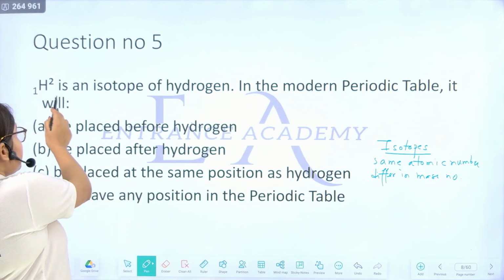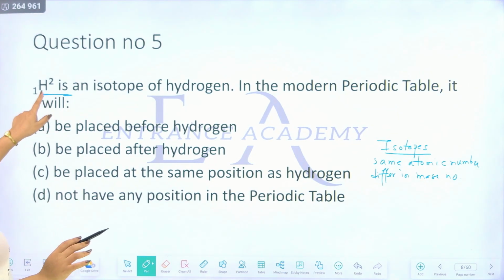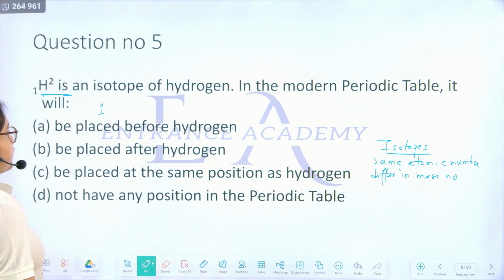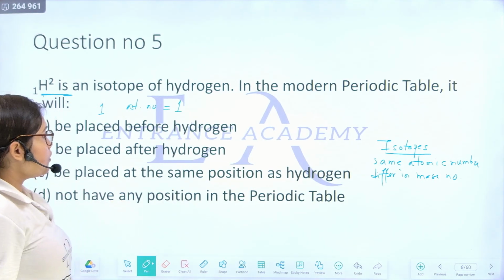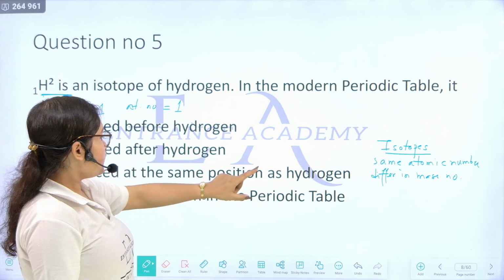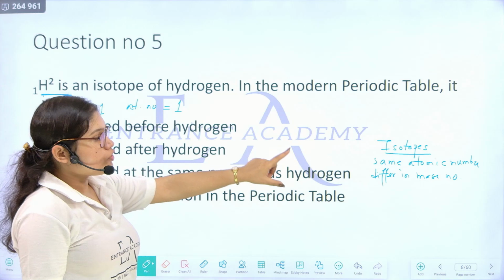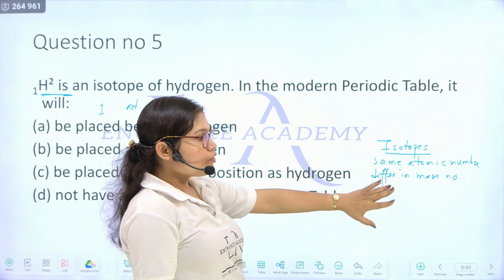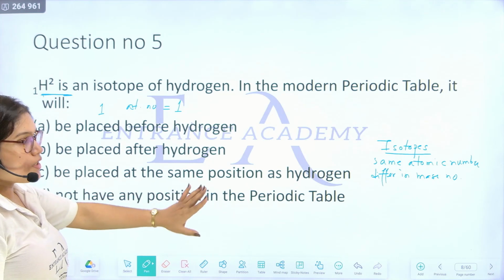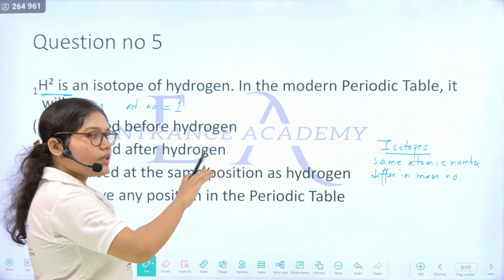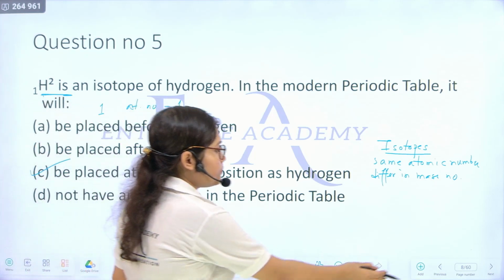If this one is the isotope of hydrogen, it is clear that hydrogen has 1 electron. The atomic number is 1. So it is clear where this isotope is placed in the periodic table: just because isotopes have the same atomic number but different mass number, all the isotopes are placed in the same position. So it will be placed at the same position as hydrogen. All the isotopes of hydrogen are placed in the same position. So the answer is C, the third one.